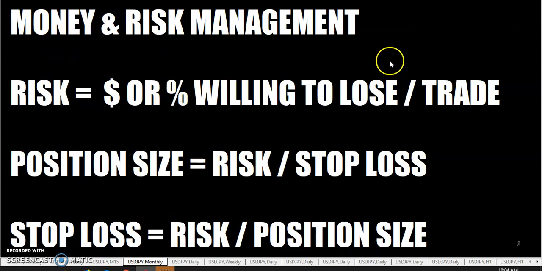Just like in risk and money management, it's just so basic that the amount or percent that you're willing to lose per trade, you make sure you don't lose more than that, because any given trade, you don't know if it's going to be a winner or a loser. You don't know. And you don't want that loser to become the biggest loser and take you out of the trading game.